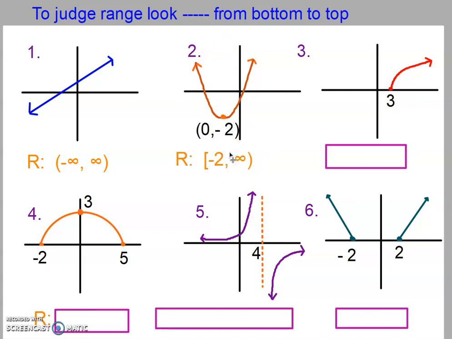So we're going to have a negative 2 with a bracket because it's part of the graph. And it goes up forever and ever. That takes you off to infinity. Number 3, we're starting here at this x value of 3 and going up forever and ever.